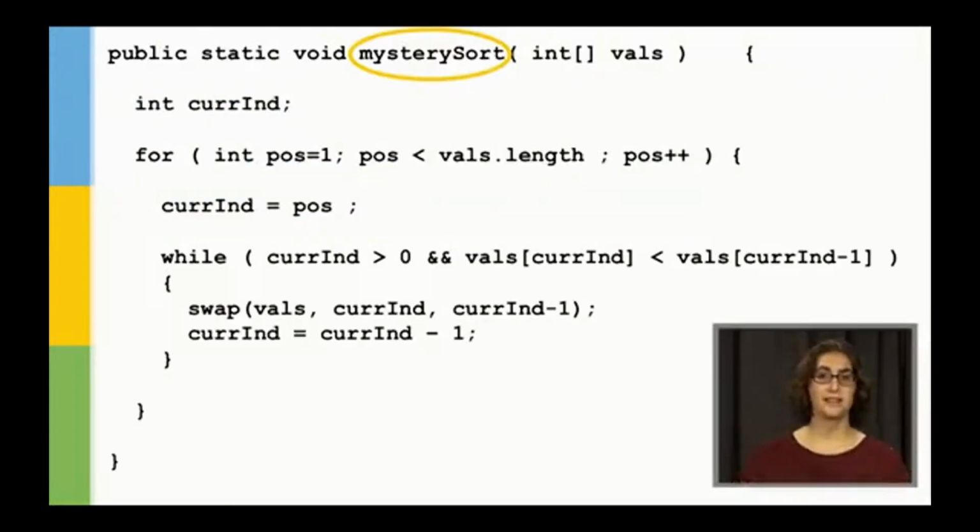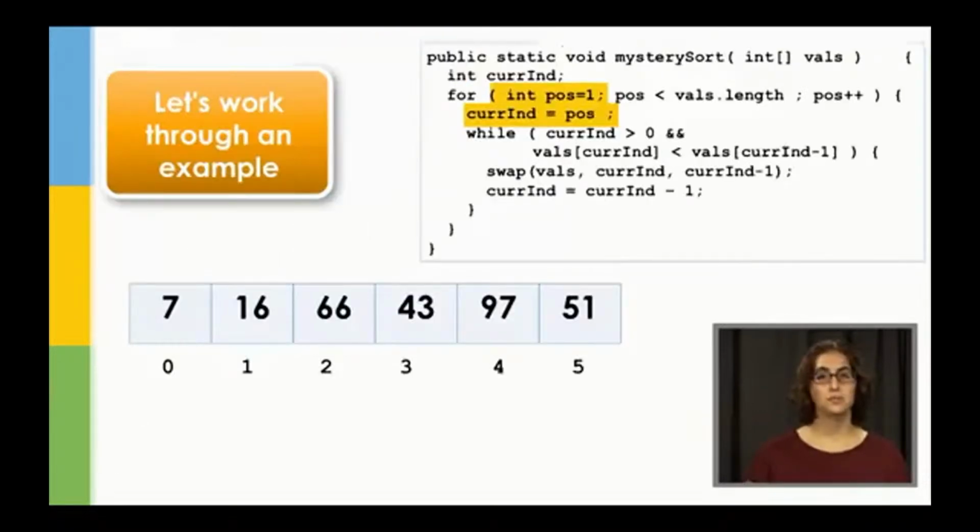So we're going to call this method mystery sort until we solve the mystery together. And at this point, there aren't a lot of comments to help guide us. We're just seeing some Java statements. And so let's see what we've got here, and we'll step through with a particular example. So we see that we've got a variable being declared, and we've got a for loop that does something and has an inner while loop. Okay. Doesn't help us so much so far, but let's work through an example.